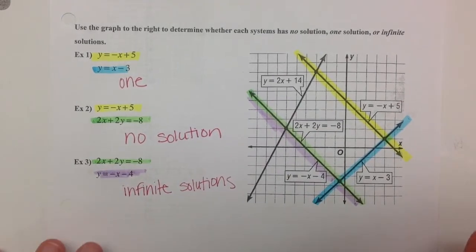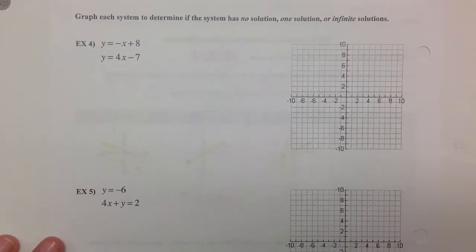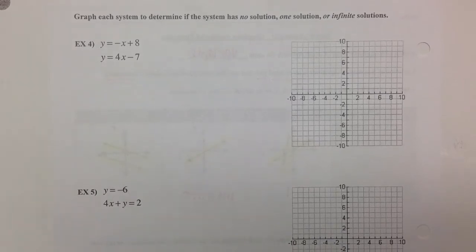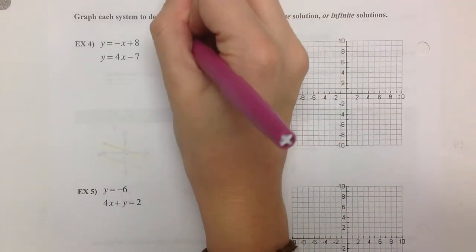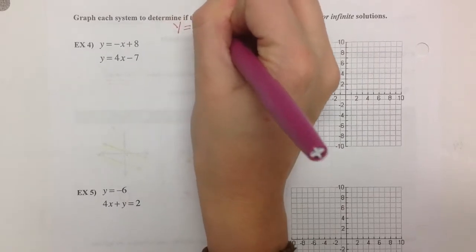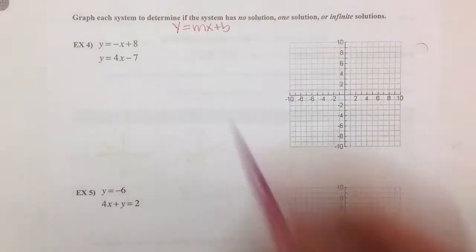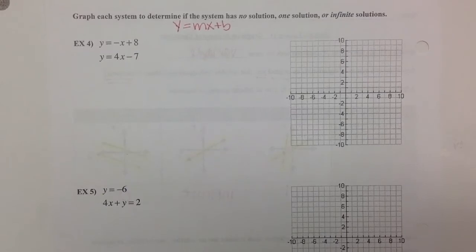So now let's look at actually graphing those. Problem one, we've got y equals negative x plus 8, and y equals 4x minus 7. The easiest way to graph is if it's in slope-intercept form, which is y equals mx plus b. And both of these are in that form, so this should be easy to graph.